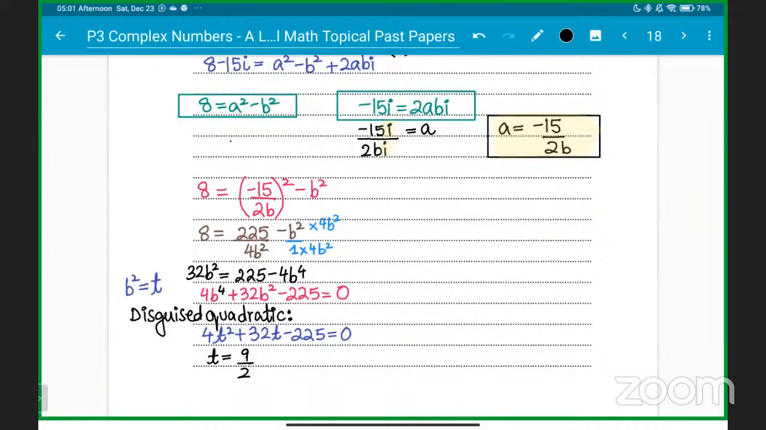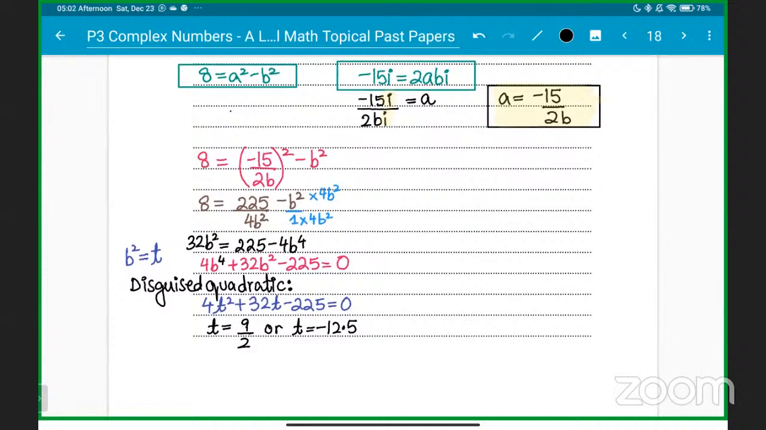Okay. So I got one answer as 9/2. What's the other answer? Is everyone on the same page, right? Negative 25/2. Yeah, negative 12.5. Okay. So t is equal to 9/2 or negative 12.5. So now what we are going to do is plug these values of t in b square and see if we are getting the correct answers or not.